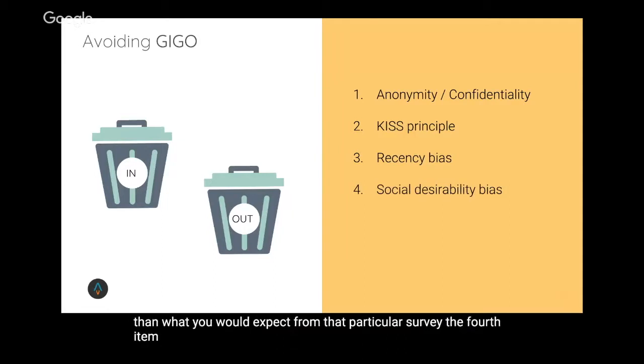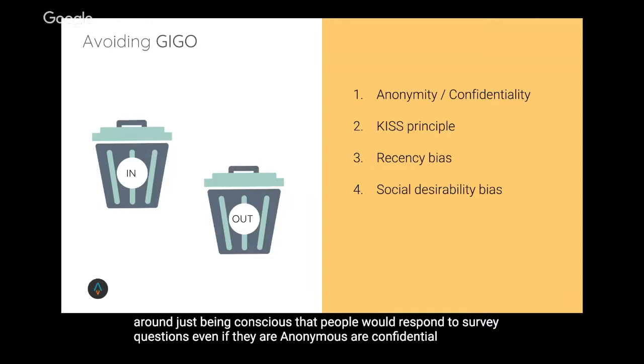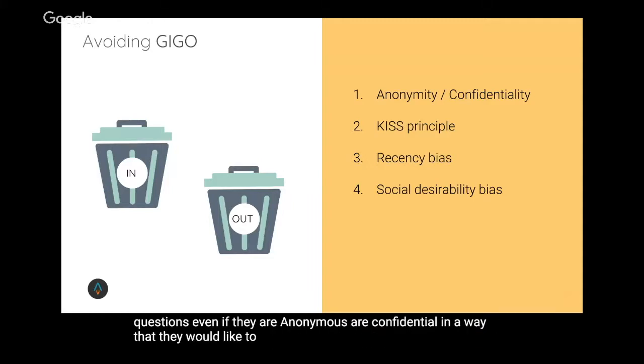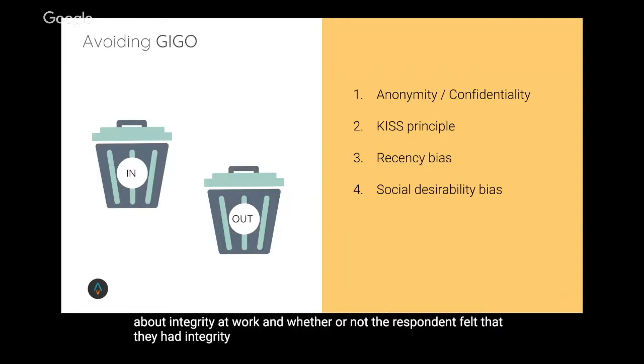The fourth item would be the social desirability bias. So be conscious that people would respond to survey questions, even if they are anonymous or confidential, in a way that they would like to be portrayed socially. So if you were to ask about integrity at work and whether or not the respondent felt that they had integrity, you tend to find that they would answer very positively as opposed to truthfully.